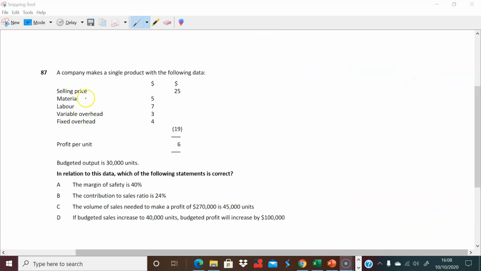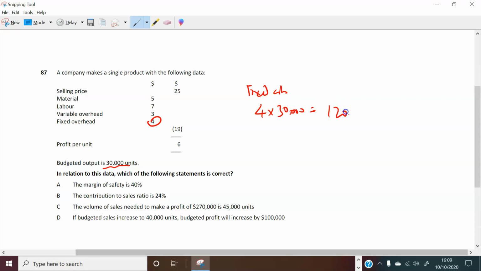Right, let's look at 87. Here we have a budgeted output given to us of 30 grand. Of course, you're doing these questions before you look at the videos. You're just confirming, I imagine. So I have a fixed overhead based on this budget, so my fixed costs must be 4 times 30,000 units, which is 120,000 pounds. That's the scenario that I have in front of me.